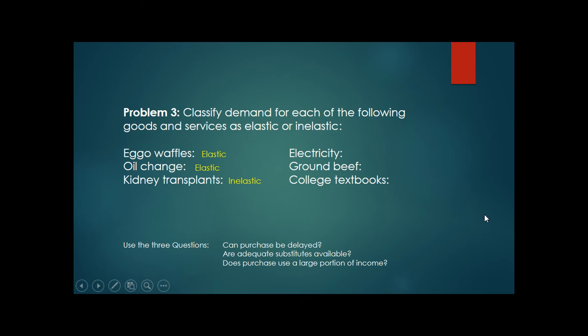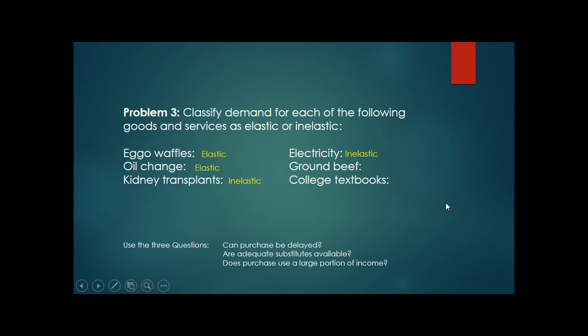Electricity. Electricity is inelastic. You can't really delay the purchase of electricity, right? If it's a hot day, you can't be like, don't worry, I'll just wait to run my air conditioning tomorrow, okay? The bill comes when the bill comes, so you can't delay it. There's not adequate substitutes available. I guess you can go jump in the pool if it's too hot, but if you don't have a pool, there's no adequate substitutes available.